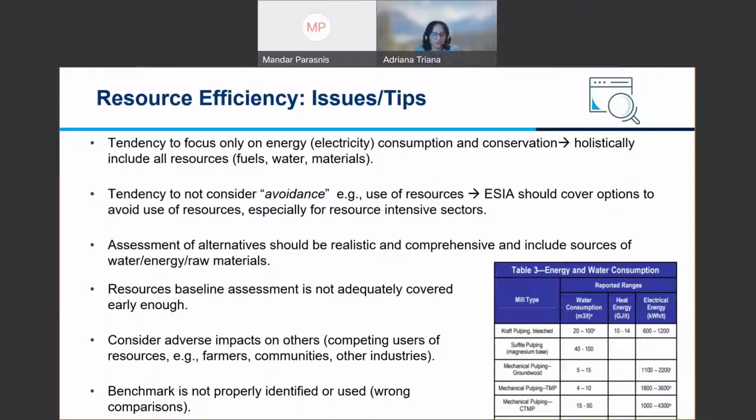Lastly, benchmarking is also sometimes problematic, in that the measurement of the use of the resource is not comprehensive, and sometimes it is compared in the wrong way. For example, in this table we have put the benchmark for energy and water consumption from the EHS guideline on pulp and paper. Yes, you have to know how much water you have consumed and how many tons of product you produce. But in addition, you also need to understand what technology or mill type you have, to be able to use the proper benchmark.